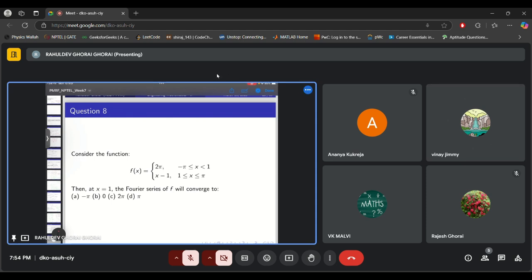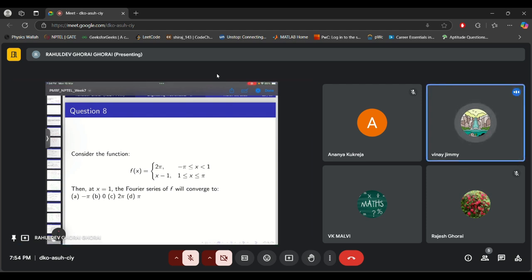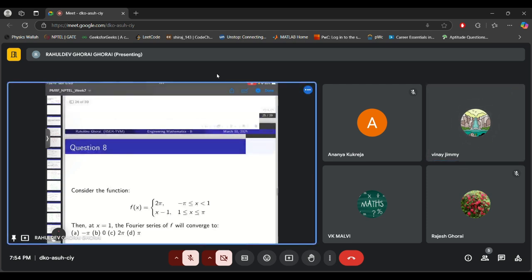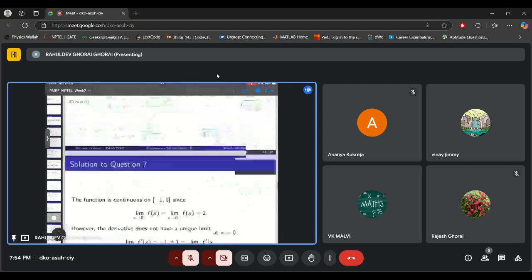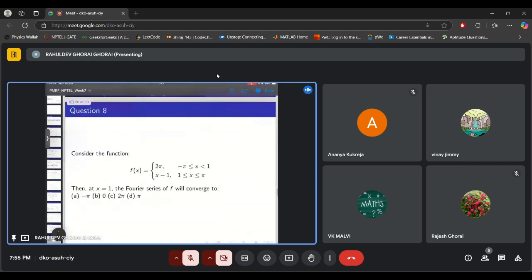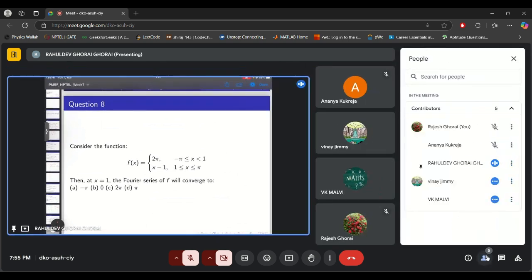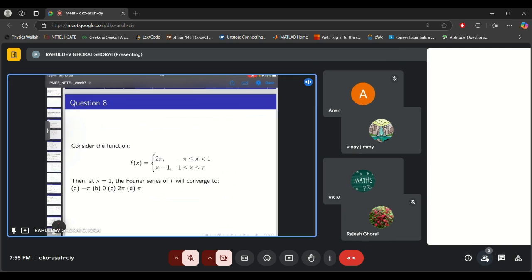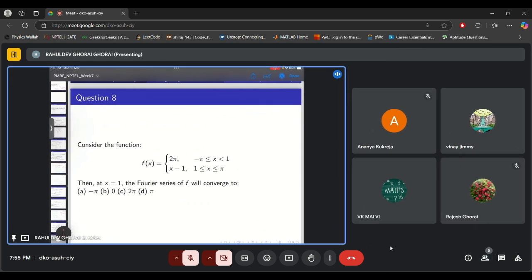Okay, sir, I will try. Yeah, you try for some time. I was just thinking about this. So you just take a note for this function, and at x equal to 1 where the series will converge. Not just the series, you just find where that series converges. So it is talking about the convergence of the series. Okay, remember that.